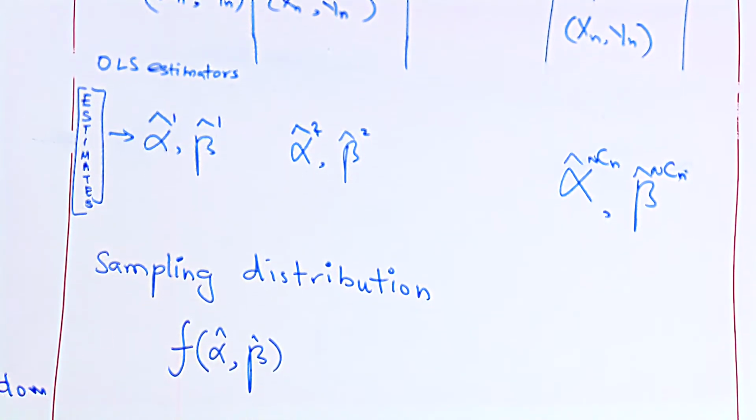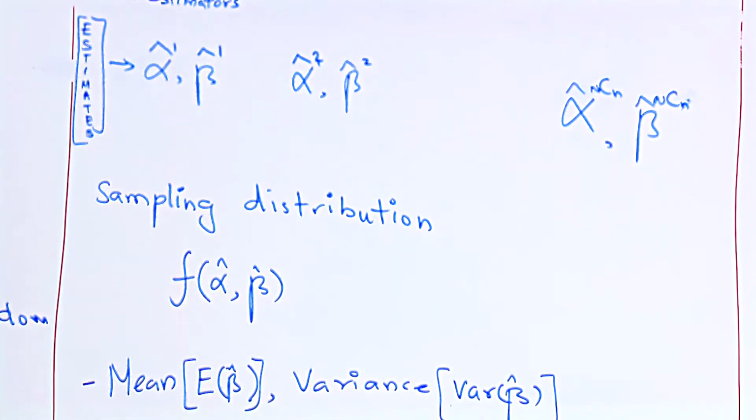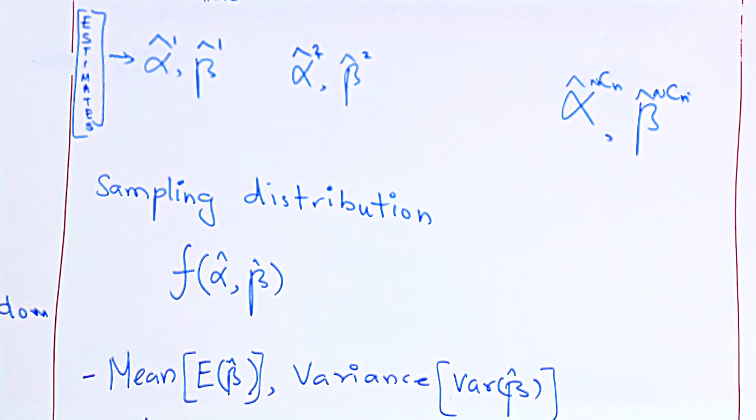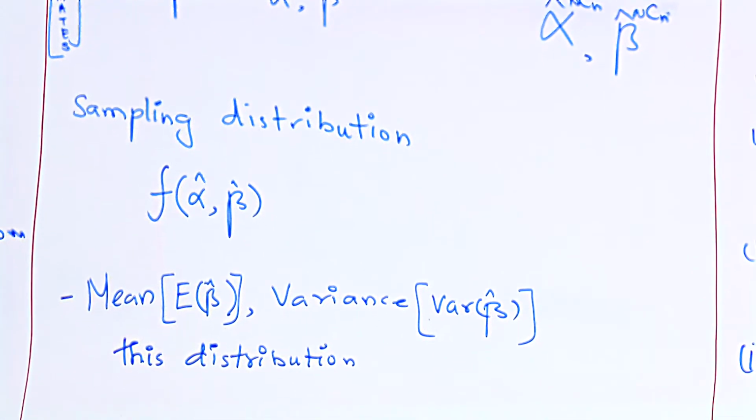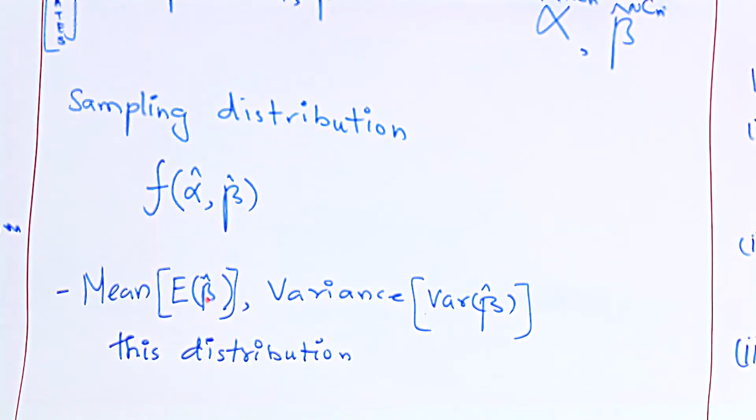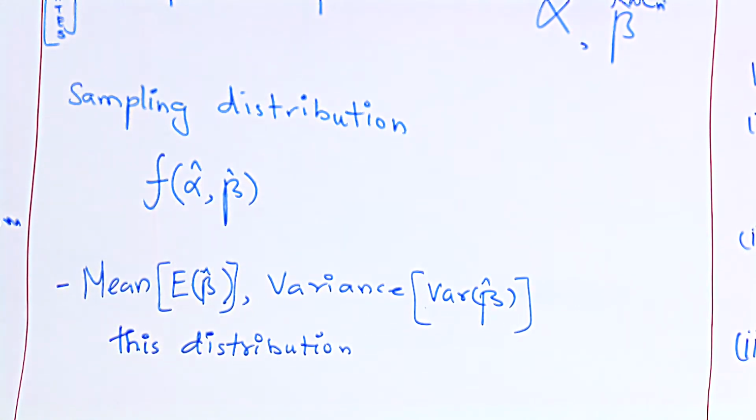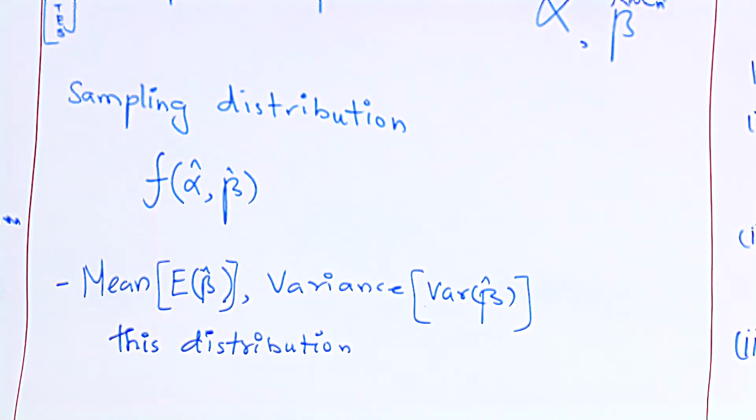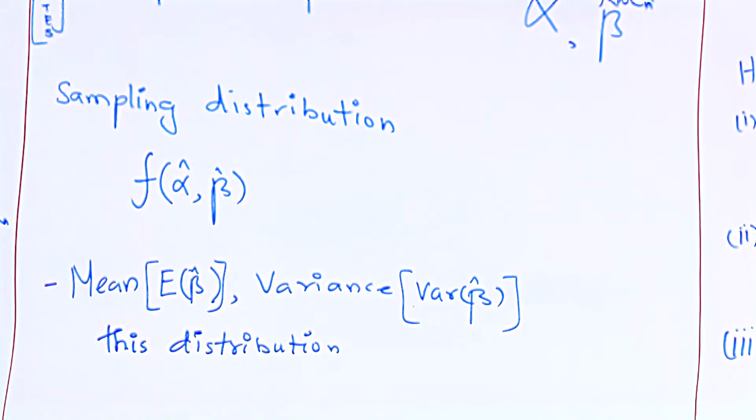Let the sampling distribution be f of alpha hat, beta hat. This sampling distribution may have characteristics defined by its mean and its variance. The mean of the estimator beta hat may be defined as the mean or expectation of beta hat, and variance as variance of beta hat. Similarly, the same can be defined for alpha hat also.